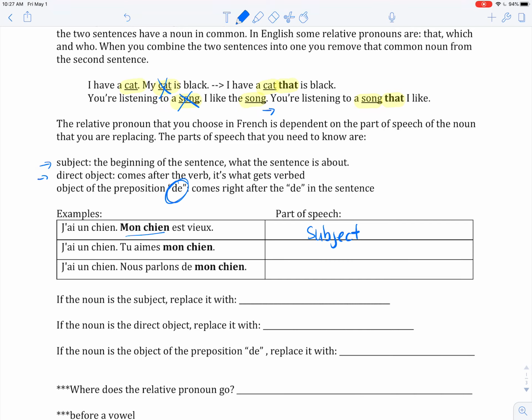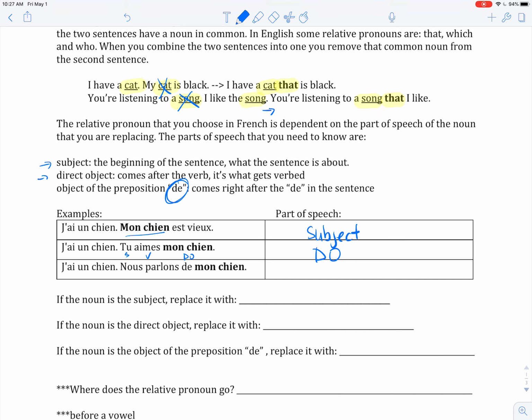Second example, j'ai un chien, tu aimes mon chien. I have a dog, you like my dog. In this case, mon chien is the direct object. It is being verbed. It's what is liked in the sentence, and it's also coming after the verb. So we have tu, the subject, aimes, the verb, and mon chien is the direct object.